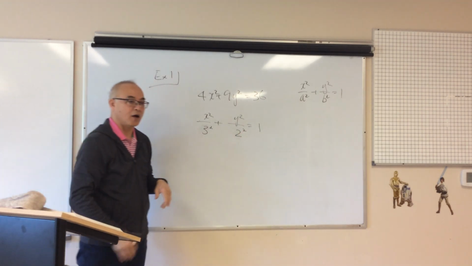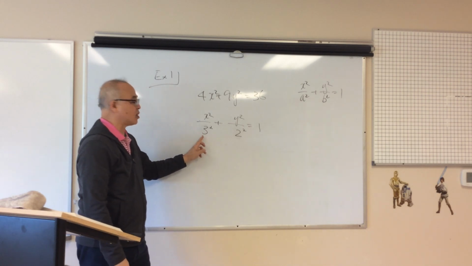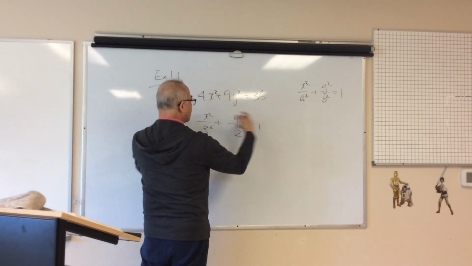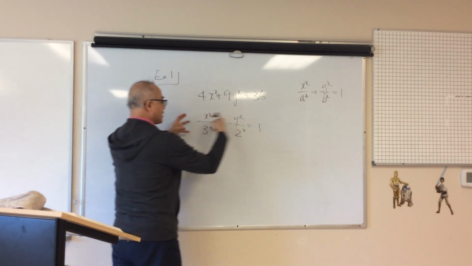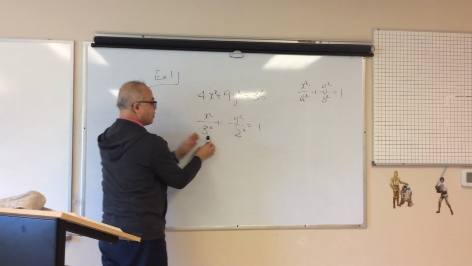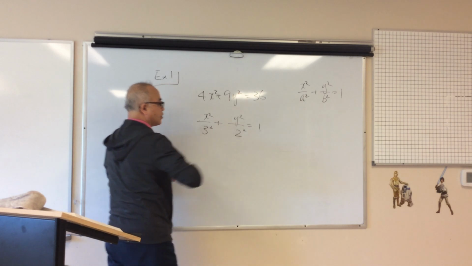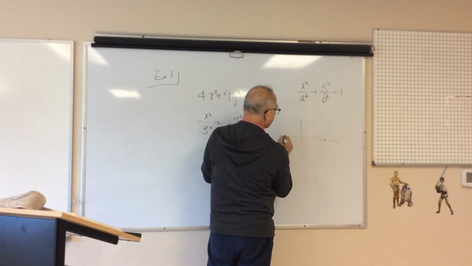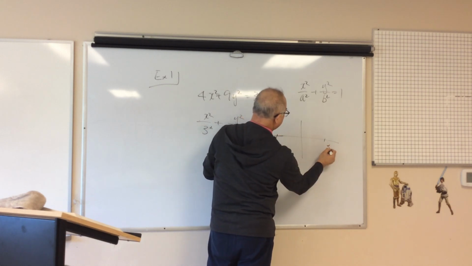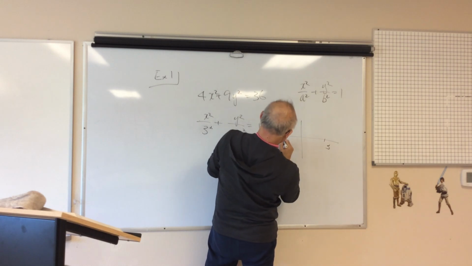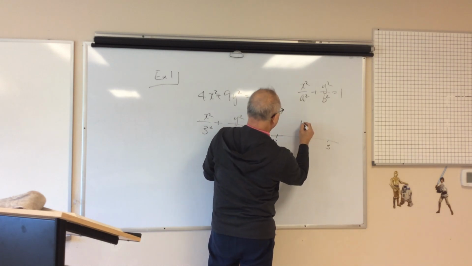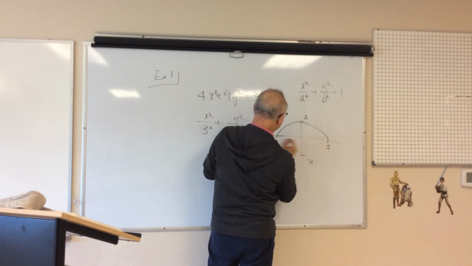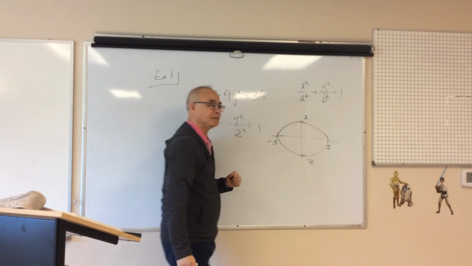So, first of all, since this guy is the larger number, this has to be an ellipse that looks like this, with a semi-major here and a semi-minor here. So in other words, it's going to look like this: -3 and 3 over here, and 2 and -2 here. It's going to look like that. Okay?